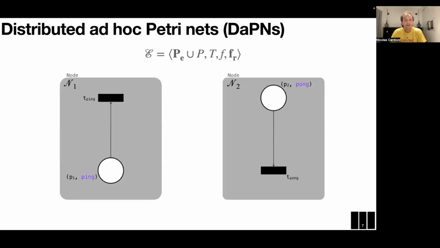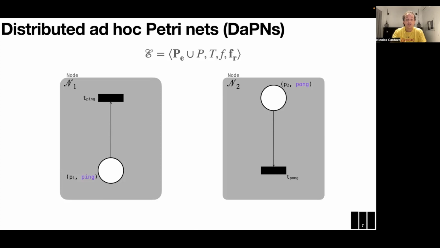To fulfill these requirements, we put forward a Petri net-based model for the specification of distributed ad hoc systems. Our model, called Distributed Ad Hoc Petri nets, or DaPNs, is based on the basic Petri net model and extended with two new elements: the remote interface places and the remote transitions, RI and RT respectively. The Petri nets are basic Petri nets defined for each particular node, as shown here for the ping example.